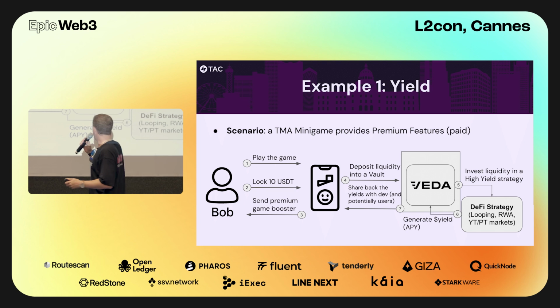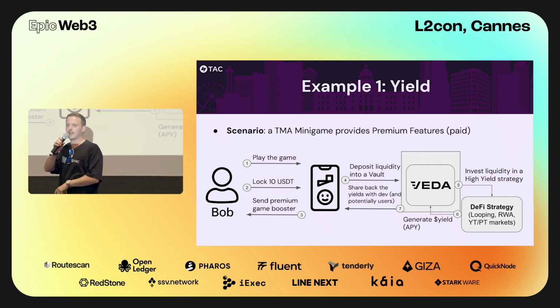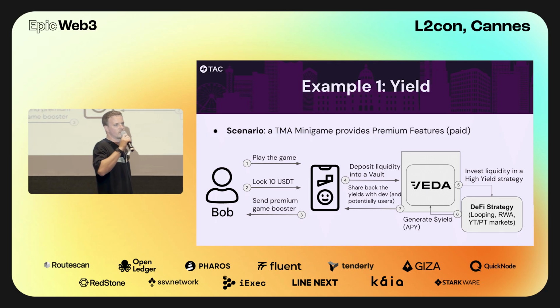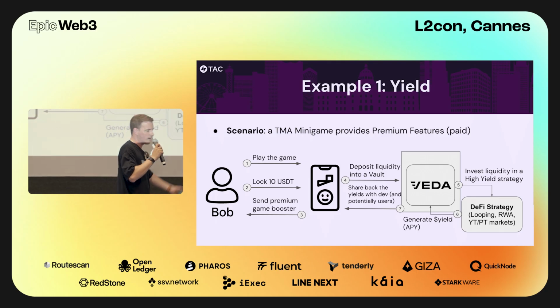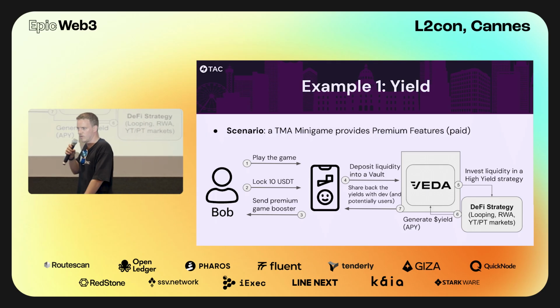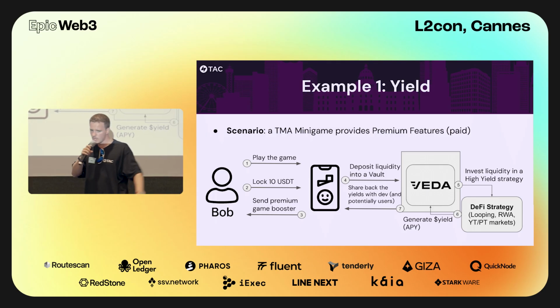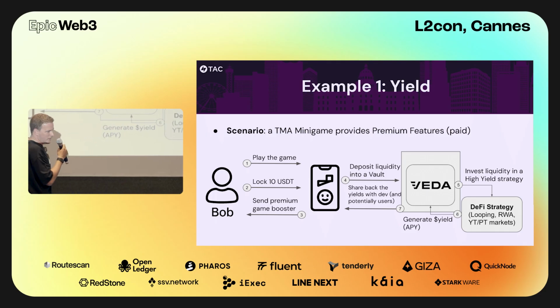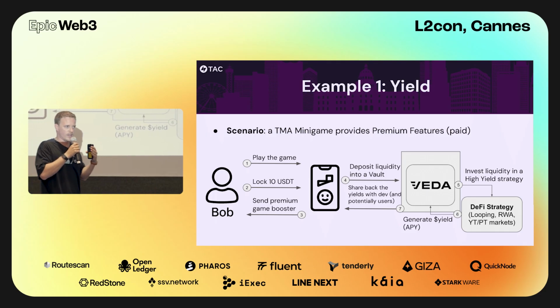I don't know who knows Veda because it's more an infra player, but it holds over 3 billion in their vault system. Their boring vault system, a 4626 vault system, is one of the most famous in the whole crypto ecosystem. We are working with them quite a lot. So imagine this setup, right? To embed the yield one is my favorite, because I love passive income.